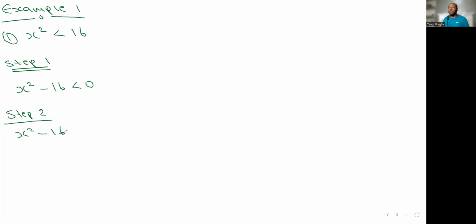So I'm going to use difference of 2 squares, okay? Because it's the same thing as saying x squared minus 4 squared. And I told you earlier that when you have a squared minus b squared, it is equal to a minus b, a plus b. So x squared minus 4 squared is going to be x minus 4 and what?